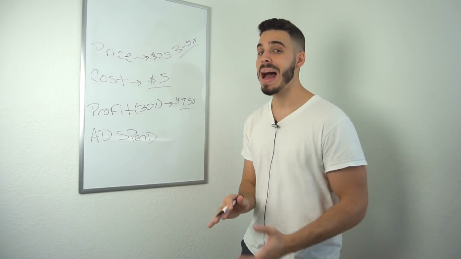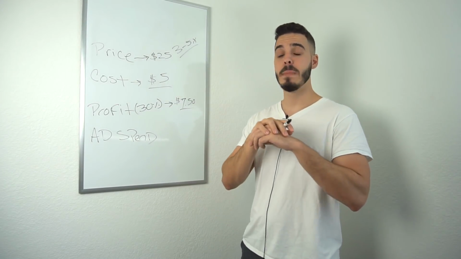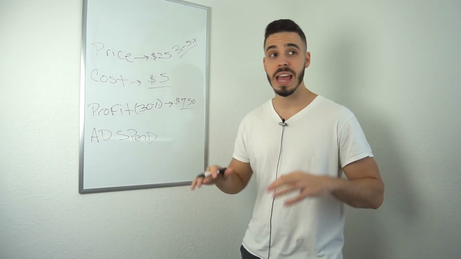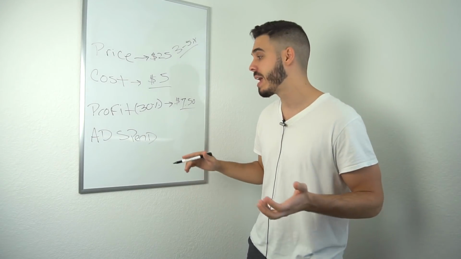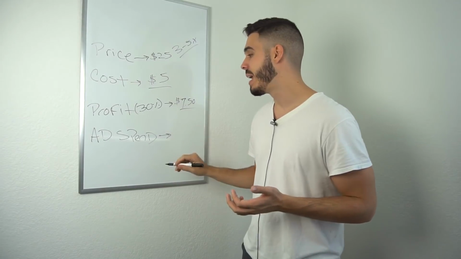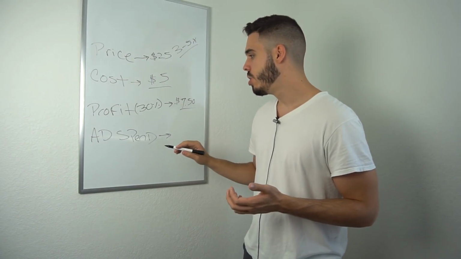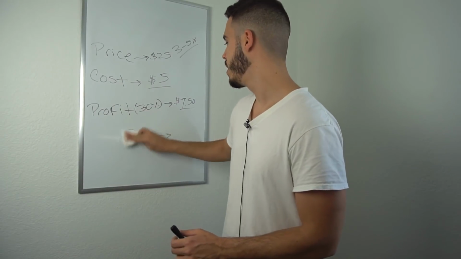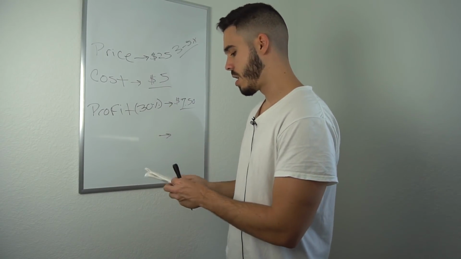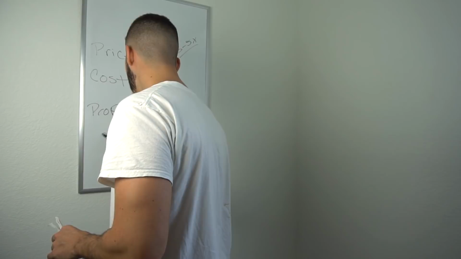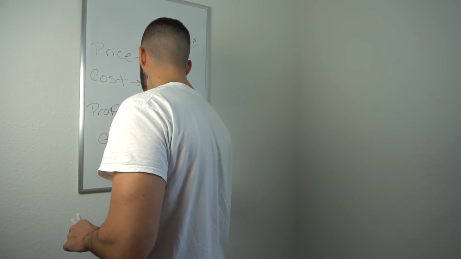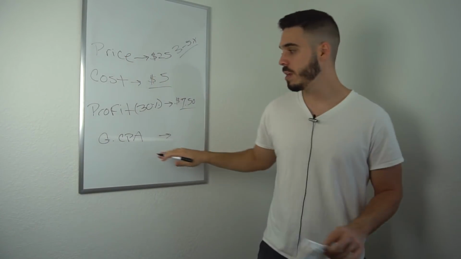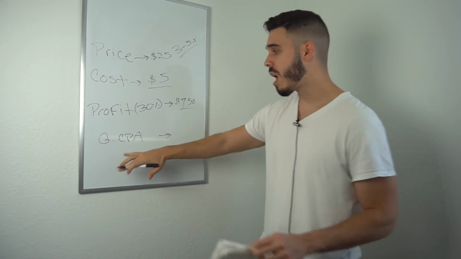And now comes the magic part. This is the number that a lot of people out there do not understand. They do not know it. They don't think about it at all. And it's your ad spend. And you know what? I'm going to erase this here real quick. I don't want to call this ad spend. I want to call this your GCPA.